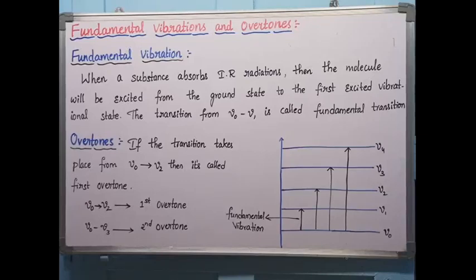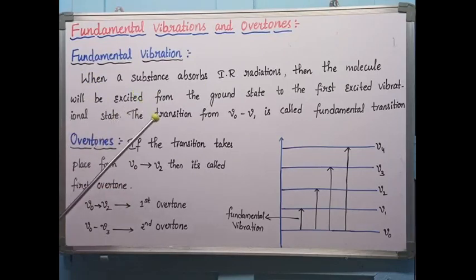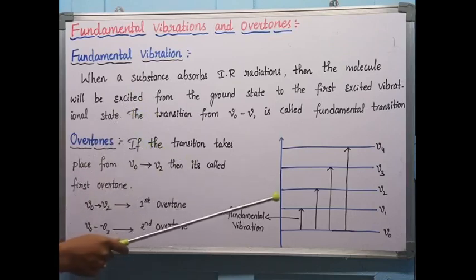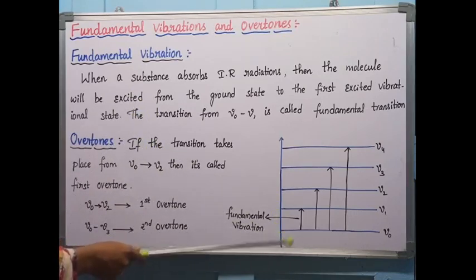In today's video, I'll explain the fundamental vibrations and overtones. So what is meant by the fundamental vibration? In previous class, if you observe, we have discussed modes of vibrations. When a substance absorbs radiations, we know there will be rotational and vibrational changes inside the molecule. So, when a substance absorbs IR radiations, then a molecule will be excited from ground state to first excited state. So we know when we pass IR radiations, the rotational changes and vibrational changes bring the transitions in the molecule. That means the molecules excite from one level to another level.